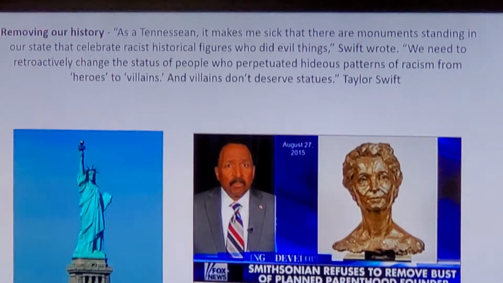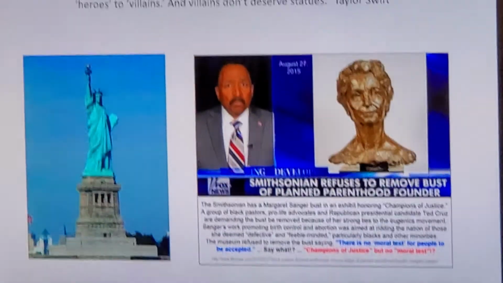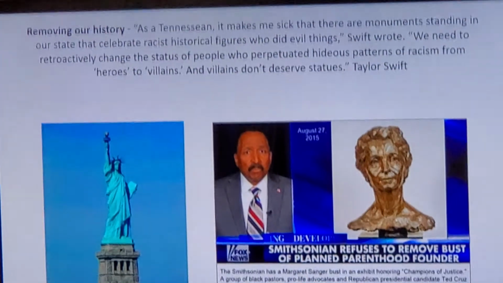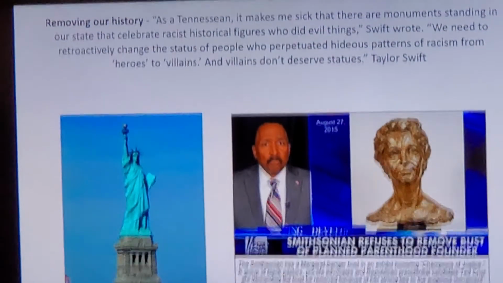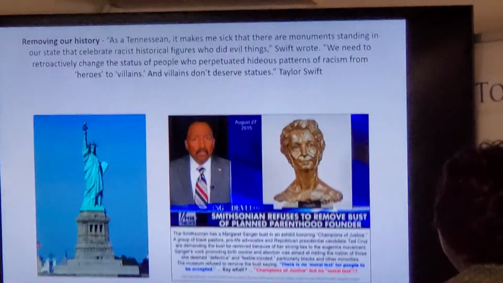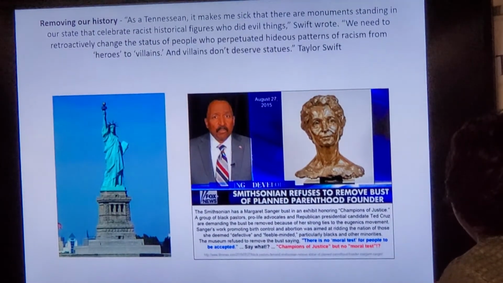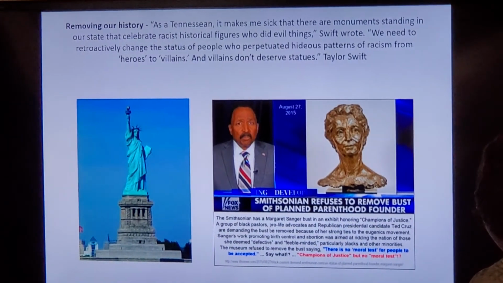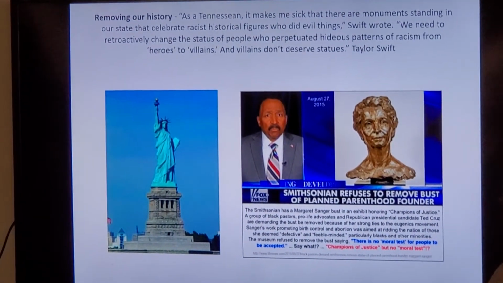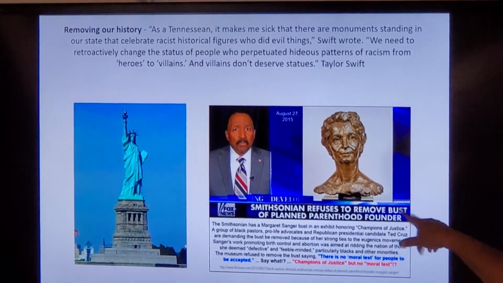Okay. Now, this is something about removing our history I put down here. What Miss Taylor or Tyler Swift, whatever her name is. Because I would love to have talked to some of these people. Okay, as a Tennessean, it makes me sick that there are monuments standing in one state to celebrate racist historical figures who did evil things. We need to retroactively change the status of people who perpetrate hideous patterns of racism from heroes to villains, and villains don't deserve statues, she said.